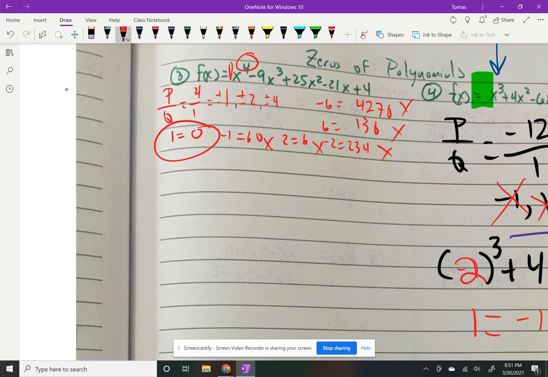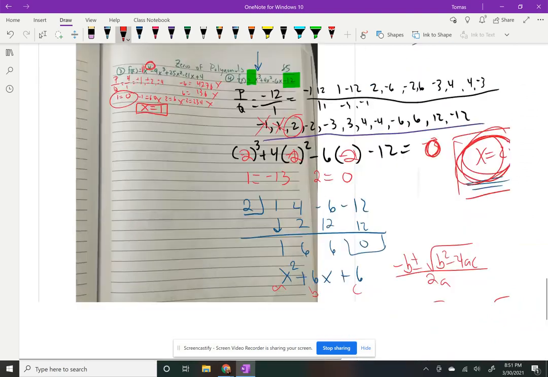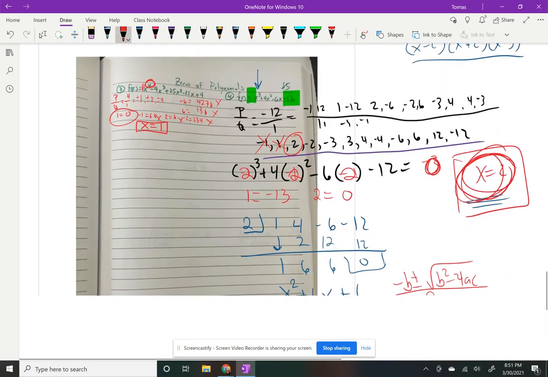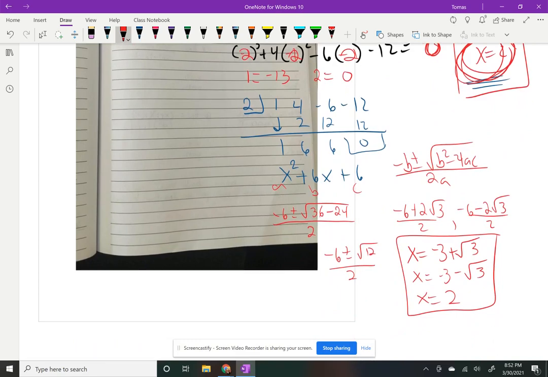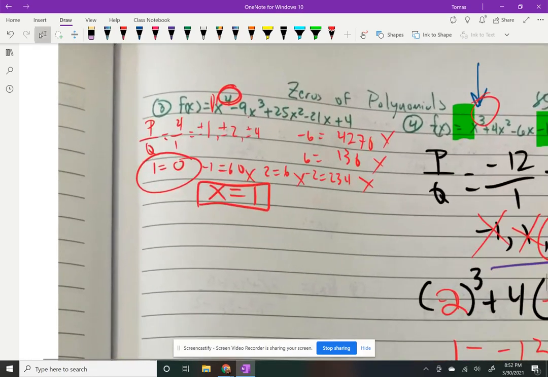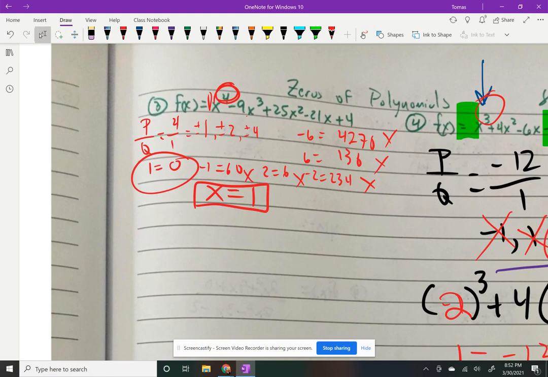Okay, so that means we have one of our answers. One of our answers is x equals 1. But this degree 4 tells us that we should have 4 of them. We should have 4 of these x's, right? Like over here on number 4, we had a degree 3, so we ended up with 3 x's, right? So here we have a degree 4, so we should end up with 4 x's. So we got 1 out of the 4. That's good. That's something, right?